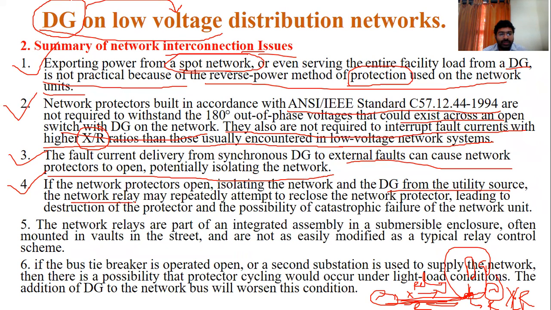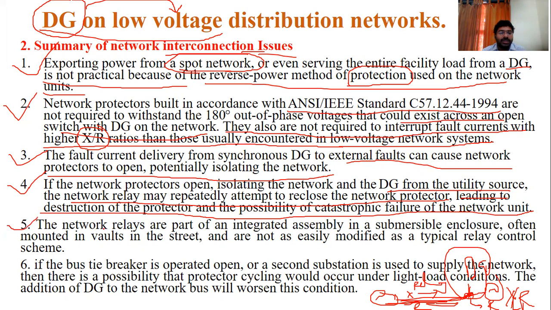Utility source: the network relay may repeatedly attempt to reclose the protector. So once it is open, what will happen here? It can clear the fault or something. Then the relay operates to close the circuit breaker to restore the power. This leads to the destruction of the protector and the possibility of catastrophic failure of the network. It attempts again, but because of this synchronous machine connected, it opens again. It closes, it opens. It closes, it opens. It may be possible to damage the system.